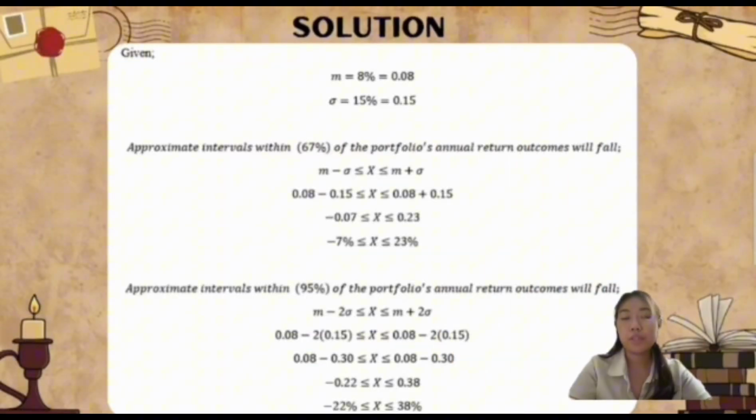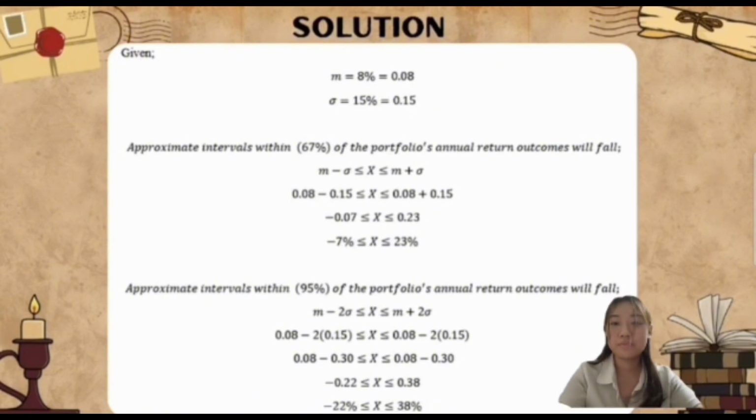By applying the empirical properties of the Gaussian distribution, we can determine the expected range of our returns. For approximately 67% of the outcomes, which represent one standard deviation from the mean, we calculate 8% plus or minus 15%. This gives us an interval ranging from negative 7% to 23%. For 95% of the outcomes, representing two standard deviations, we double the volatility. The calculation becomes 8% plus or minus 30%, resulting in a wider interval of negative 22% to 38%.